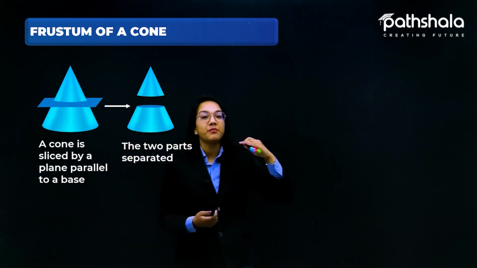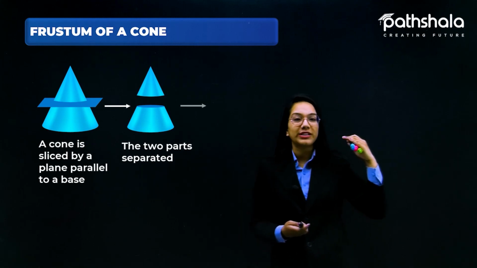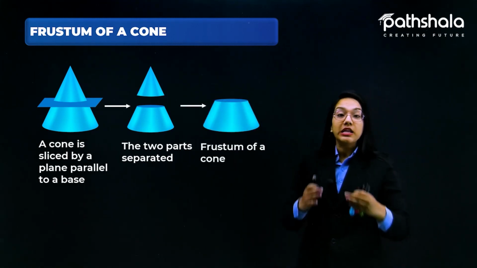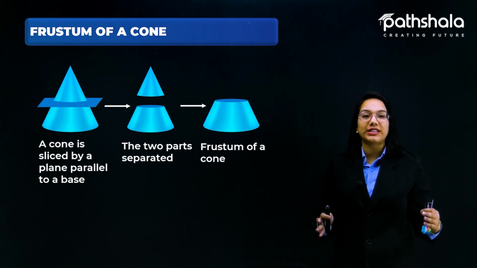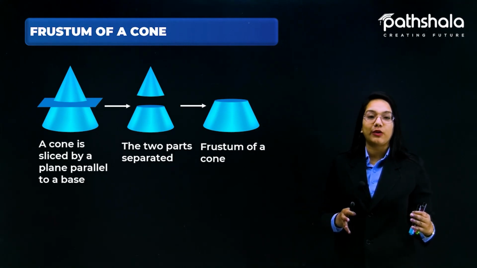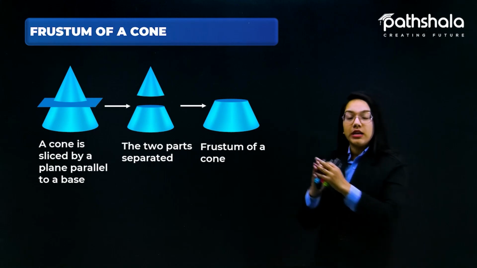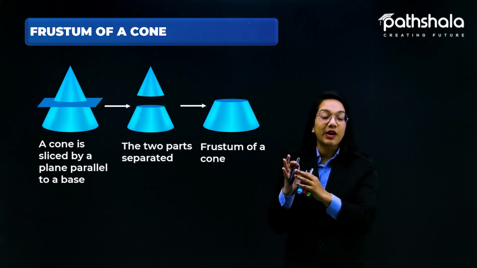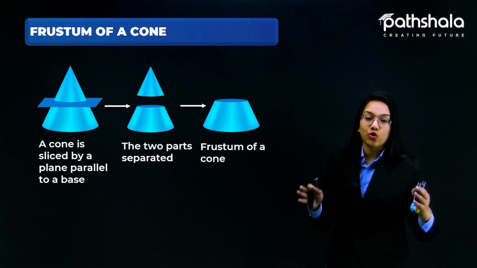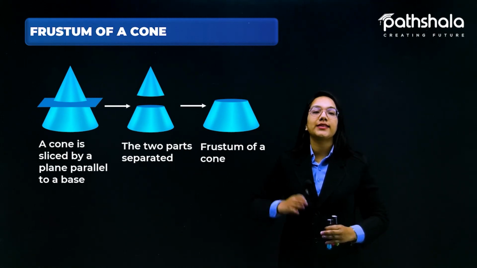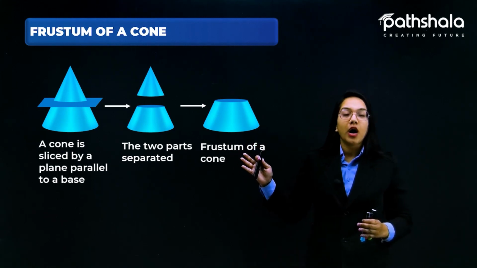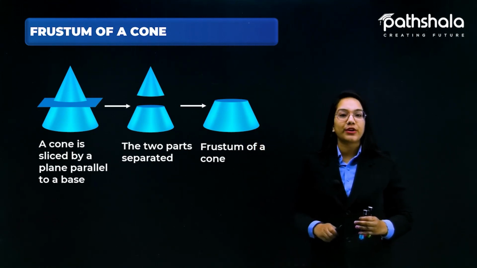So what is the frustum in both of these? As you can see, the second part that we get is called the frustum of a cone. Now we will deal with the frustum of the cone and find out its volume, its CSA, and so on. It is again a part of a cone. So this is called the frustum of a cone.